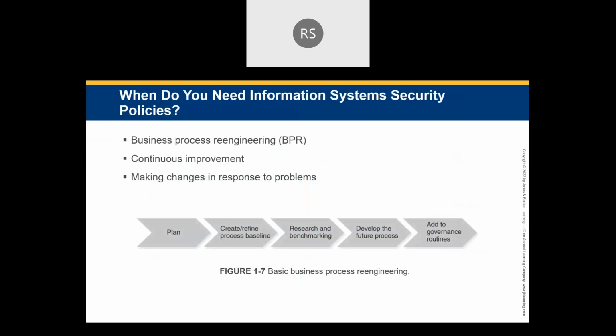So now let's discuss when organizations need information system security policies. These policies are required during various scenarios, such as business process reengineering, when significant changes are made to existing processes, continuous improvement initiatives to address evolving risks and challenges, and also making changes in response to problems or incidents. Those are times that you will need to go back and review your policies.